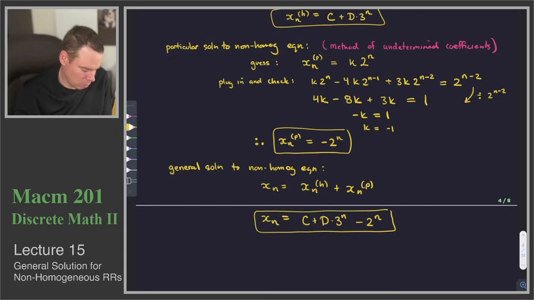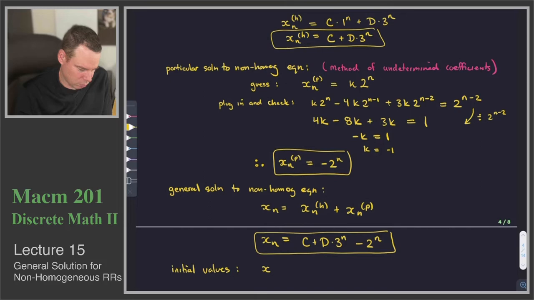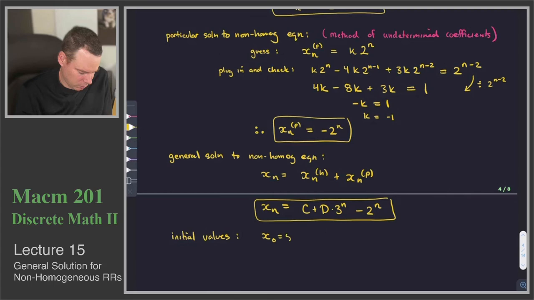So now we go ahead and use the initial values to figure out what c and d are. What are our initial values? x0 is 5, x1 is 6. So when we use our general form up above and plug n equals 0 in, I get c plus d minus 1 is equal to 5. And we get c plus 3d minus 2 is equal to 6.